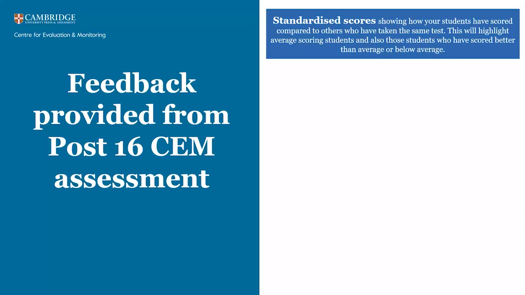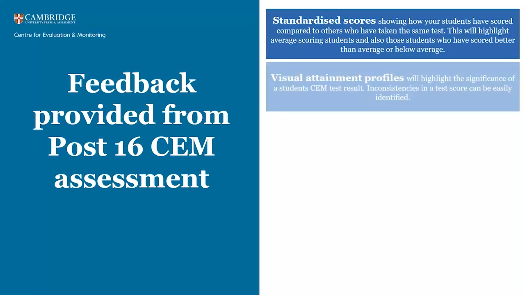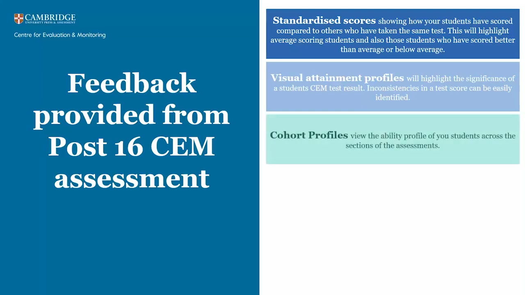Once the feedback is available, we have a few feedback files to look at. So we've got our standardized scores. It's going to allow you to look at your students' results and see how they compare to other students who've taken that same test. We have our visual attainment profile. So it's just taking our standardized scores data and presenting it in a slightly more visual way. We do have examples of these coming up. We've got the cohort profiles. Good to be able to take that step back and look at the group performance, or maybe the cohort performance or class performance.